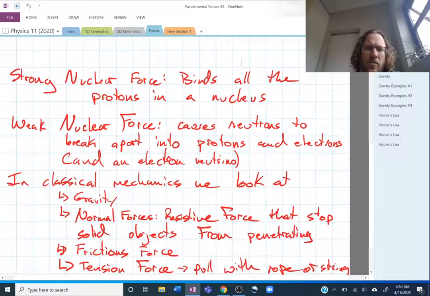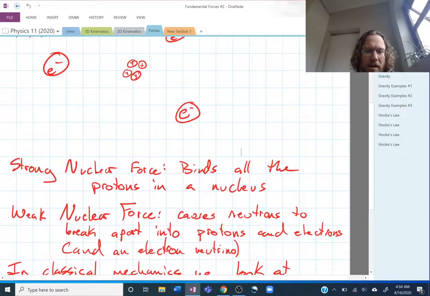And that's kind of all I really want you to know about the weak nuclear force, is that it just causes neutrons to break apart. You could either say it causes beta decay or causes neutrons to fall apart occasionally. And that's the weak nuclear force.